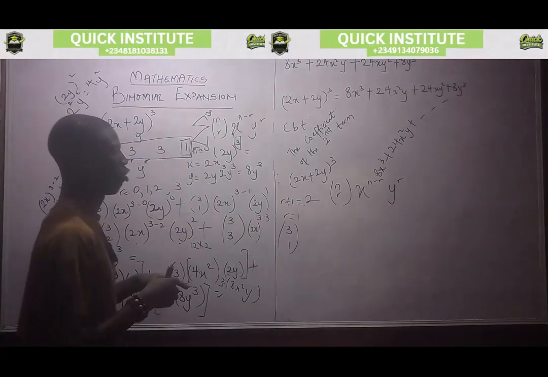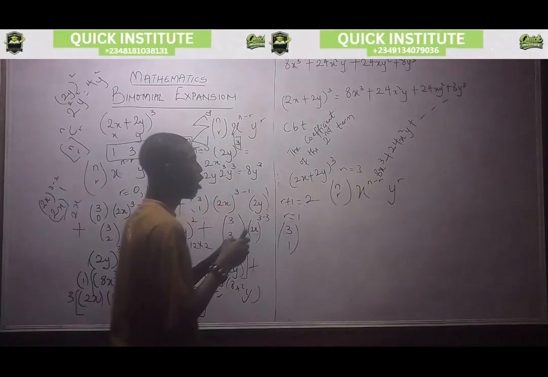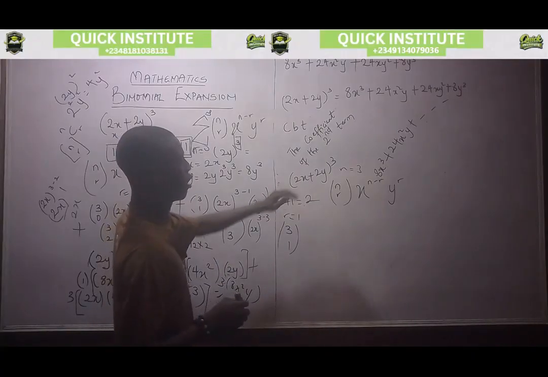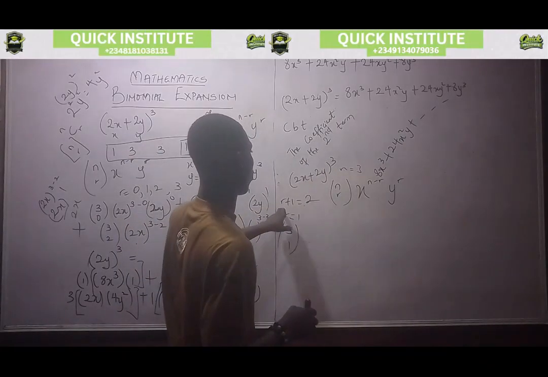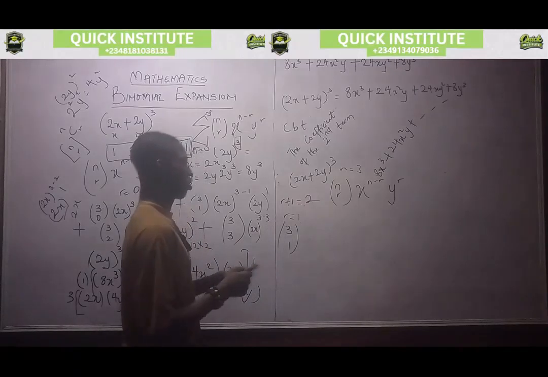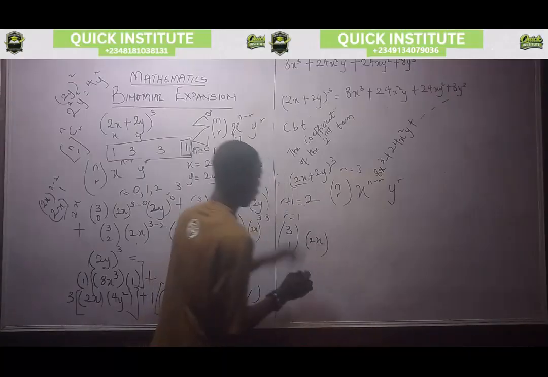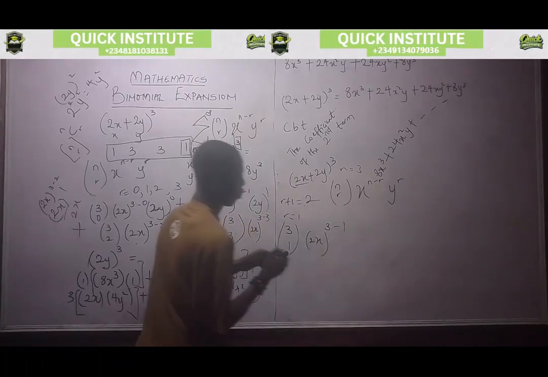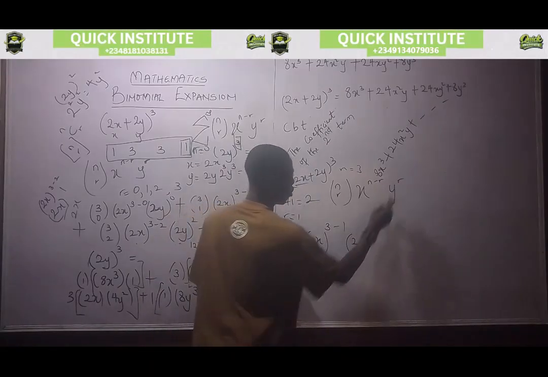Now use this formula to solve it. Your n here is 3. But your r, you are the one that will find your r by yourself. Your r is not fixed, but you are given a number like the term is fixed. So to find your r, r plus 1 equals 2. So your r will be 1. So now, continuing, your x is 2x. So you have 2x to the power n minus r, which is 3 minus 1. And your y is 2y, to the power r, which is 1.